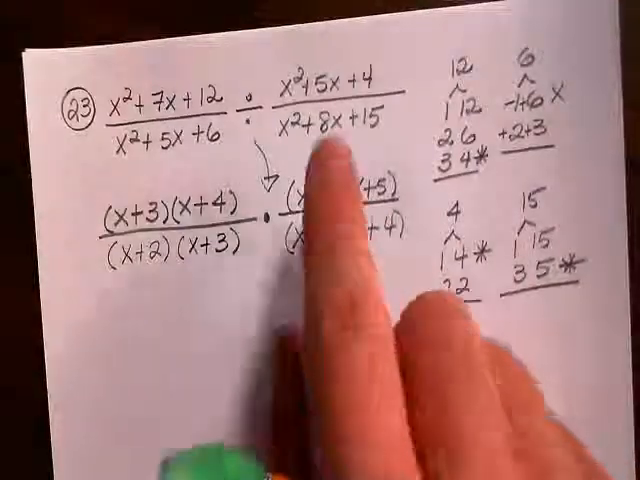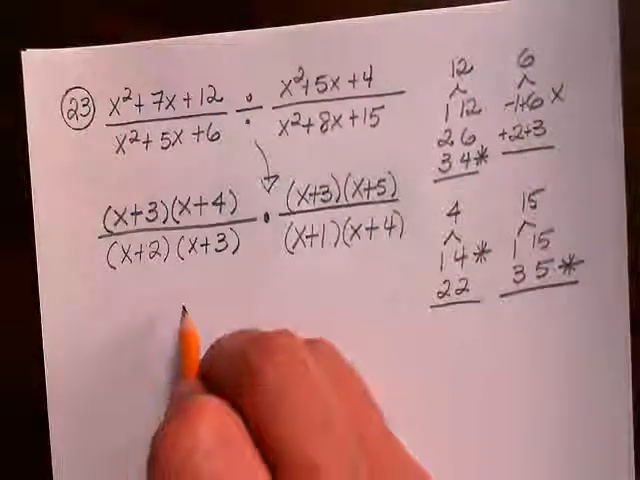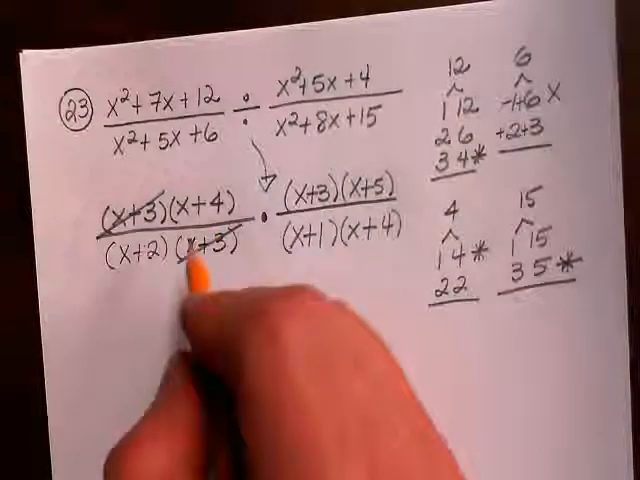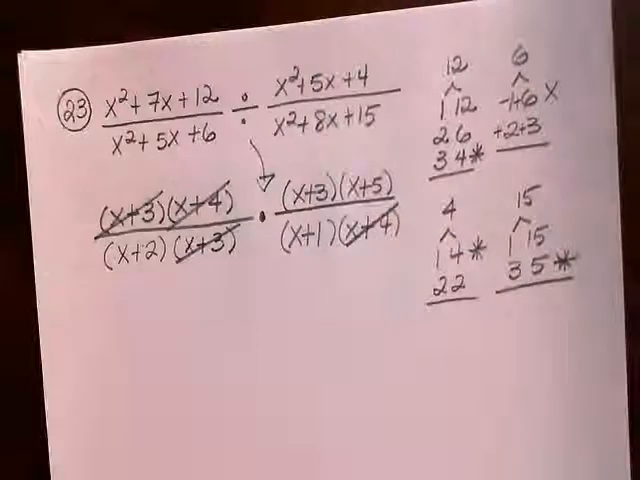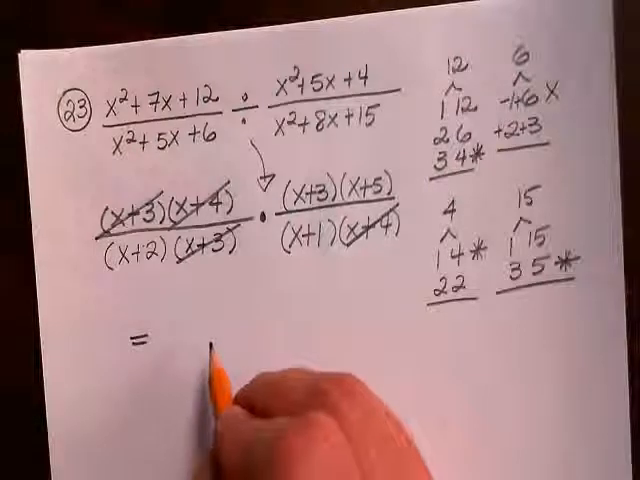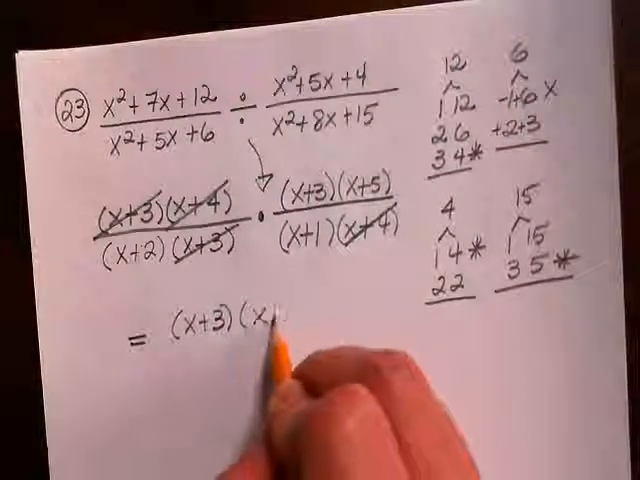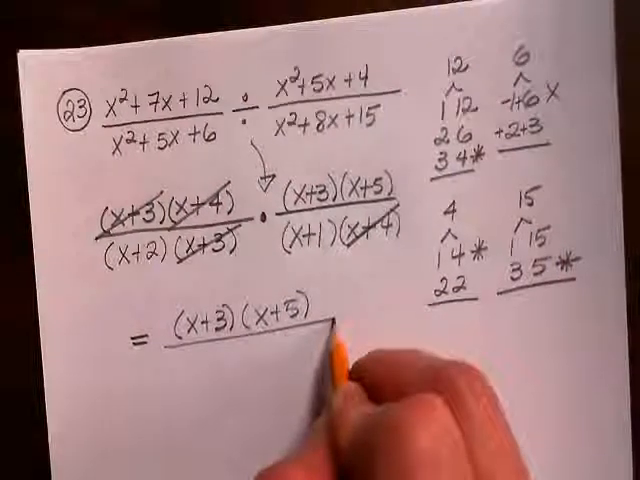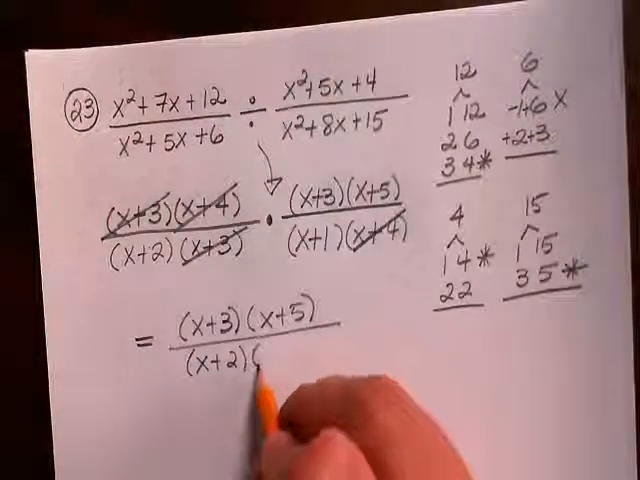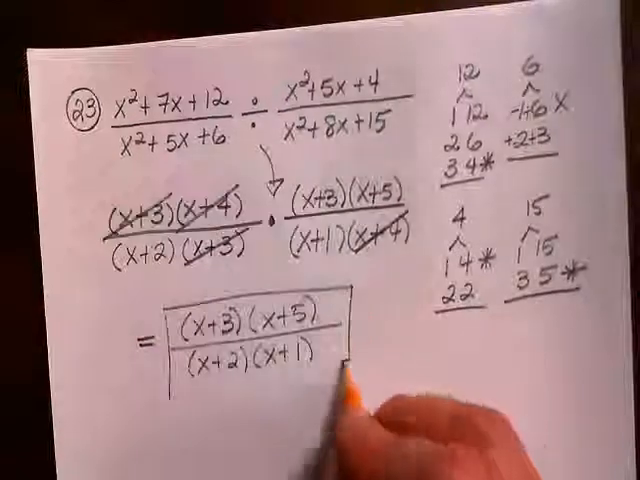I flipped the second term. At the same time, I'm factoring everything, right? Now that I've factored everybody, I'm going to start canceling things. So I notice that I can cancel the x plus 3 with x plus 3. I also can cancel the x plus 4 times x plus 4. And I believe that's it. That's all I can cancel. So my final answer is going to be x plus 3 times x plus 5 over x plus 2 times x plus 1. And that's our answer.